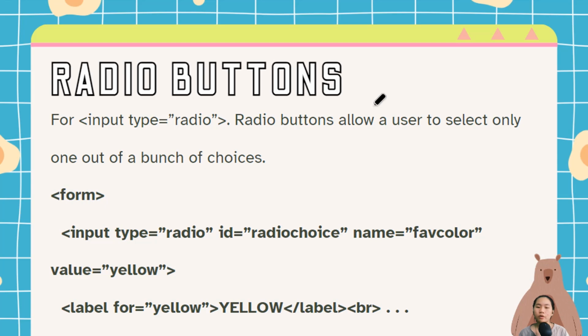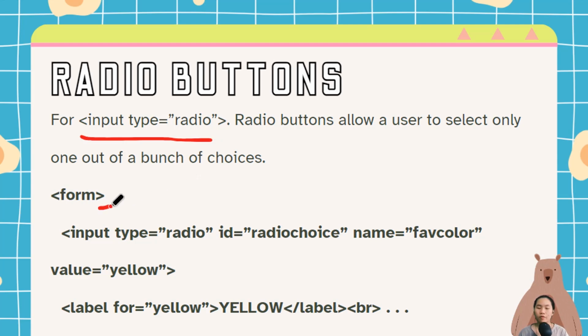Now, what about radio buttons? Radio buttons are represented as input type equals radio. It allows the user to select only one out of a bunch of choices, all right?